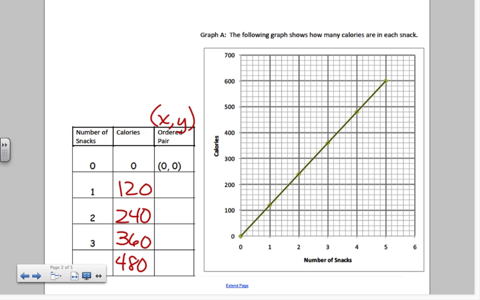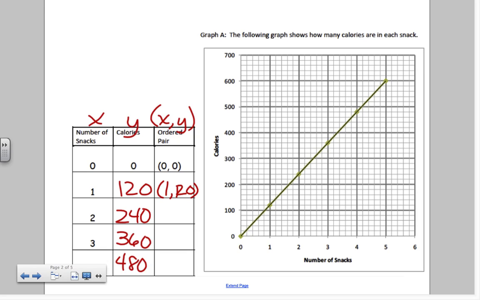Just like a table. This is your x, this is your y, right? So, obviously, it'd be 1, 120, okay? And 2, finish that up. And then we're going to write them in words.